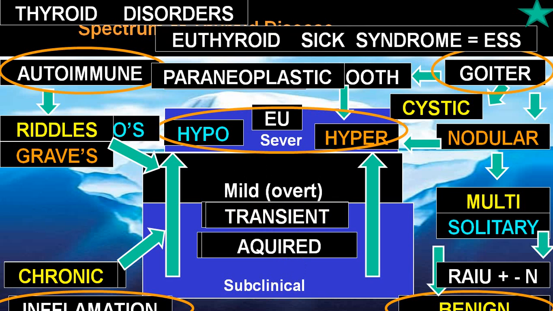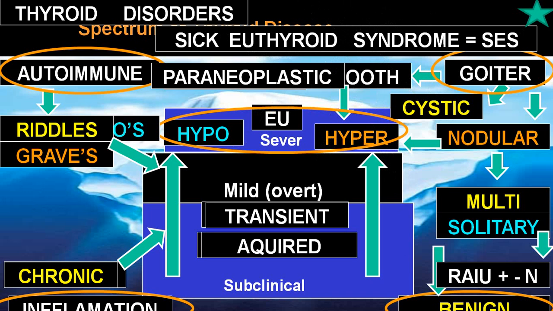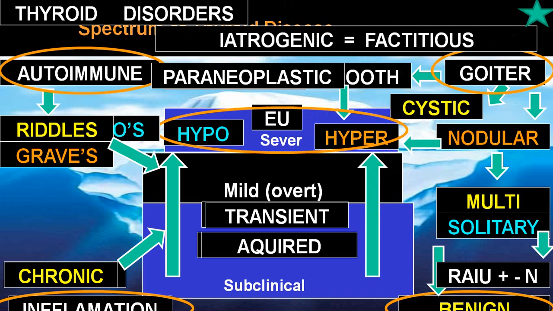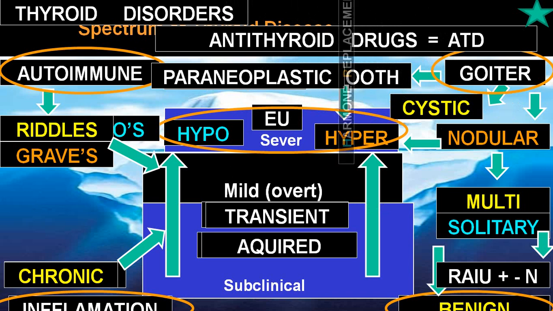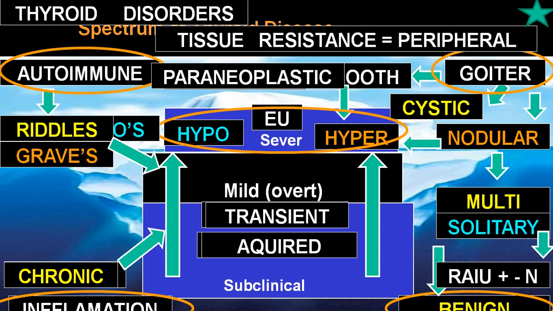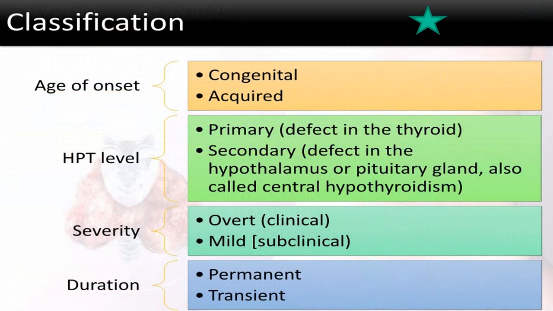Or you can have a decreased conversion of T4 into T3 leading to euthyroid sick syndrome, also called sick euthyroid syndrome, or acute illness thyroid disorders. And you can have an iatrogenic cause, where because of medications or treatment you end up with hypo or hyper, either because of antithyroid drugs, hormone replacement therapy, peripheral tissue resistance, or surgery and radiation.